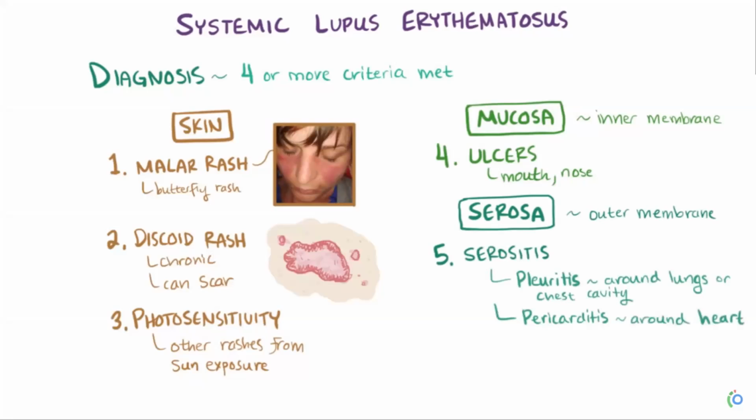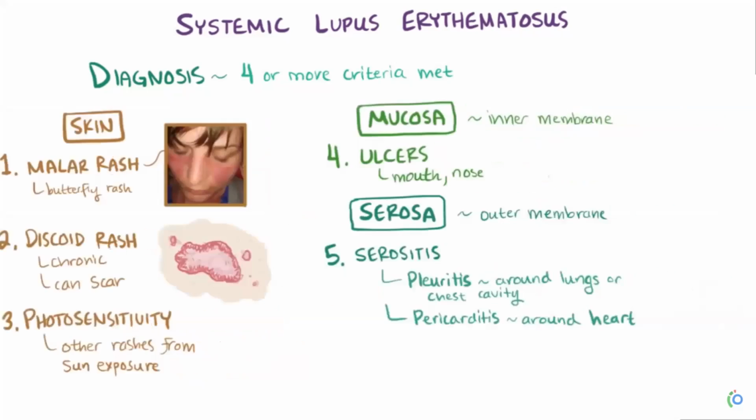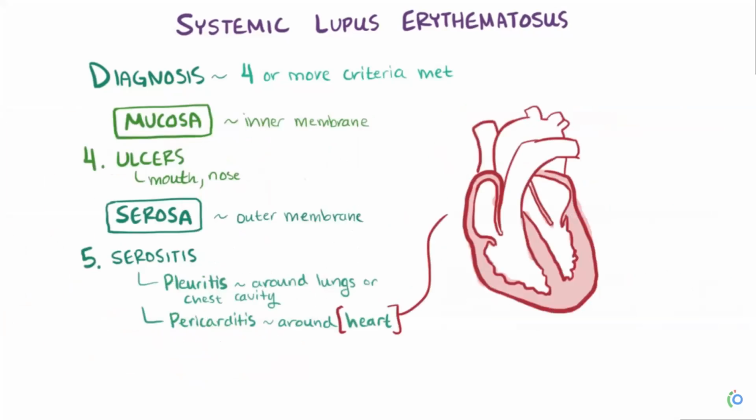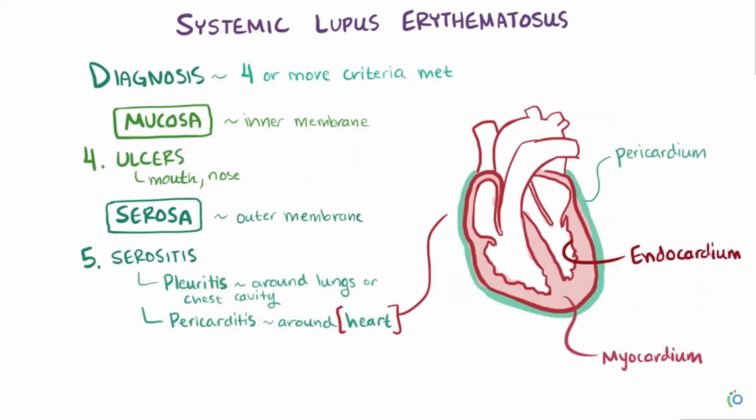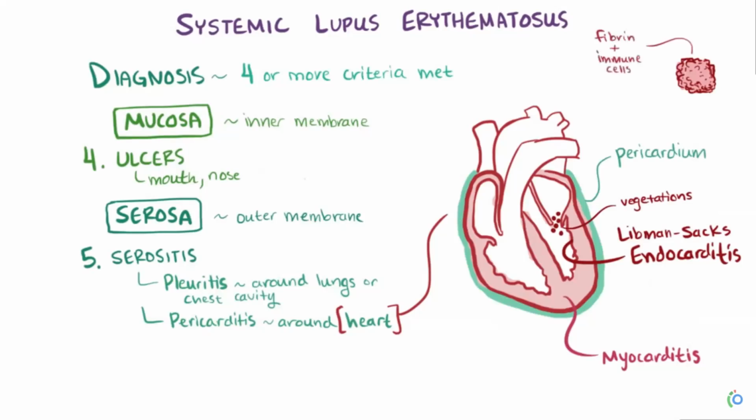Although this isn't strictly a criteria, it's worth noting that lupus can affect any layer of the heart, meaning in addition to inflammation of the pericardium, they might also have inflammation of the endocardium and myocardium, leading to endocarditis and myocarditis, of which the former presents as Libman-Sacks endocarditis, where vegetations form, which are essentially these clumps of fibrin, a blood clotting protein, and immune cells, around the mitral valve.